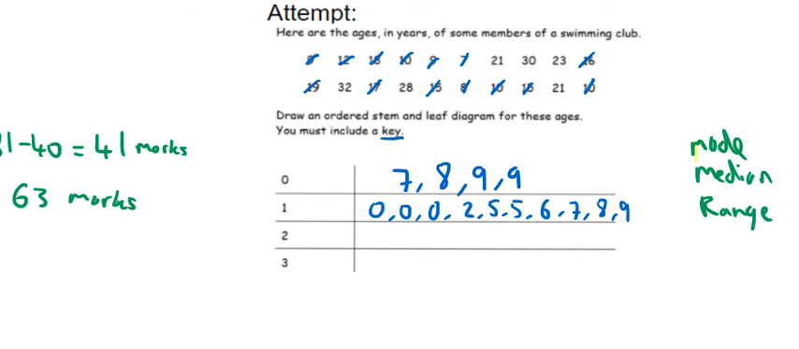In the 20s then, so there's 2 21s, so we put in 1 twice. There's 23, and then there's a 28. Then there's, in the 30s, there's a 30, so leaf is 0, and there's a 32. And that's everything then. So that's the stem and leaf plot drawn.